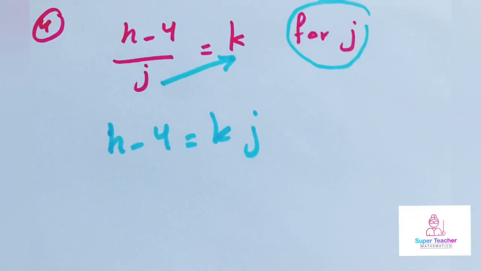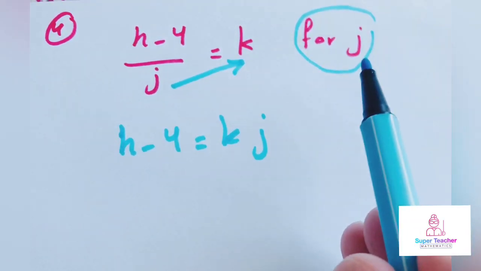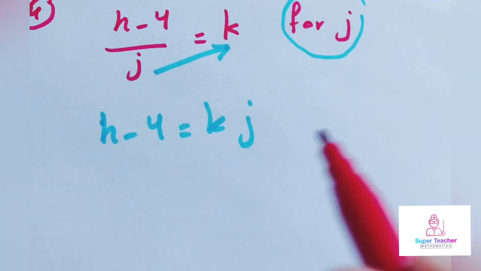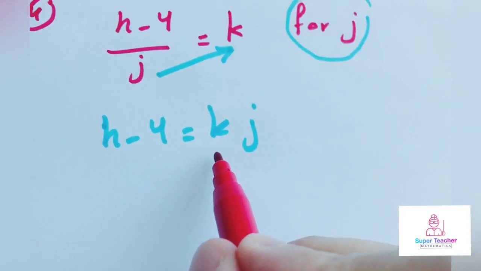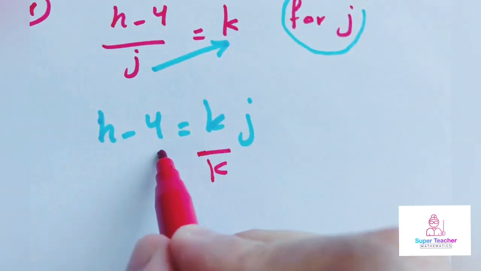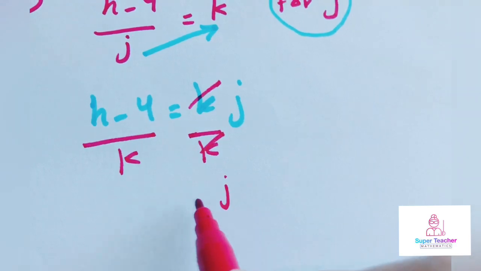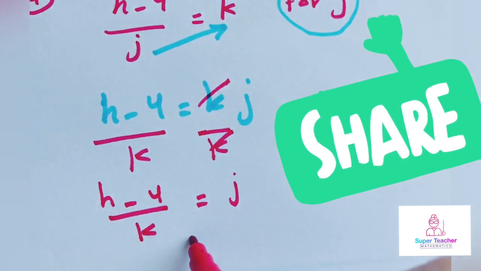Now our second step, we still have k with the j. Remember, I want to keep the j alone. We have k times j. What is the inverse of times? Yes, multiply. The inverse is divide. So I'm going to divide by k on both sides. So j equals h minus 4 over k. Done.